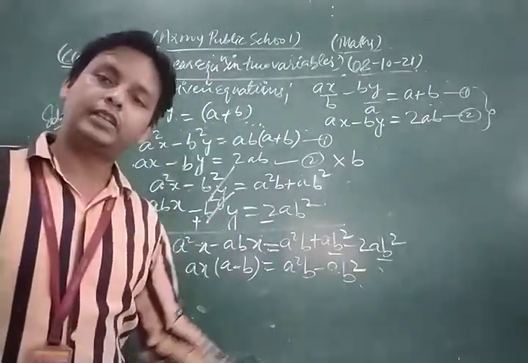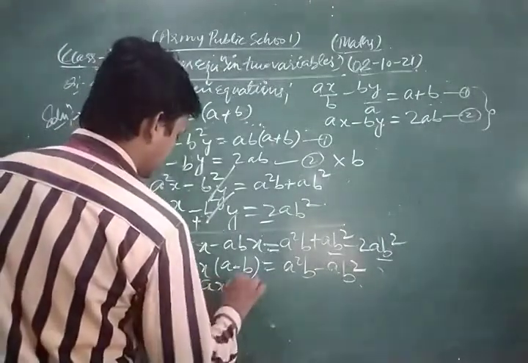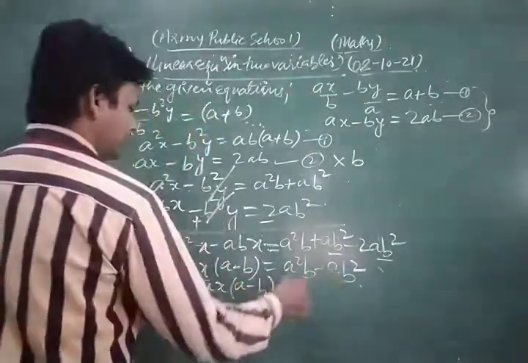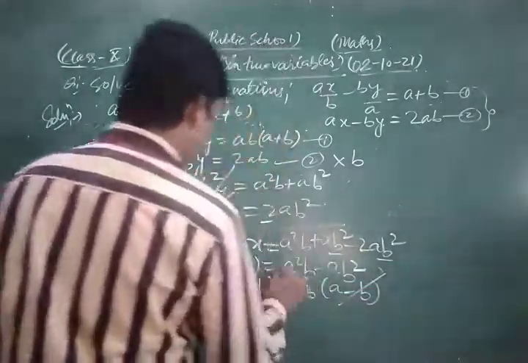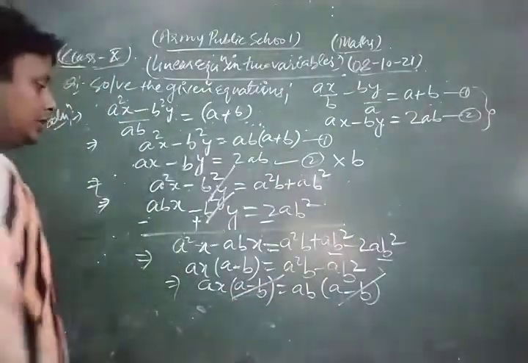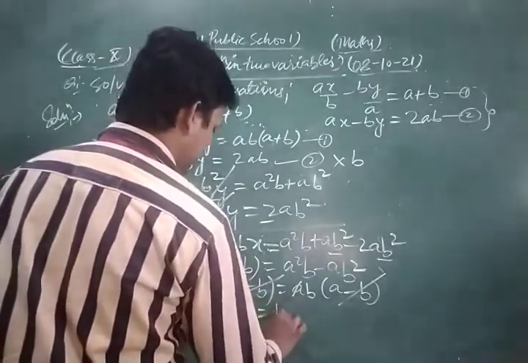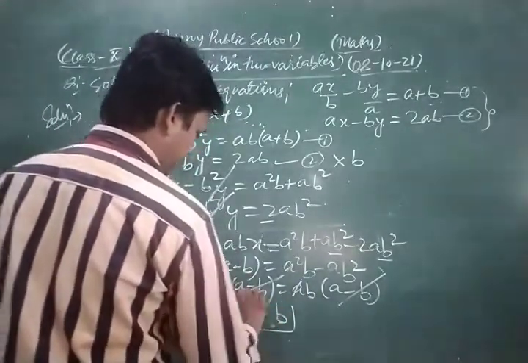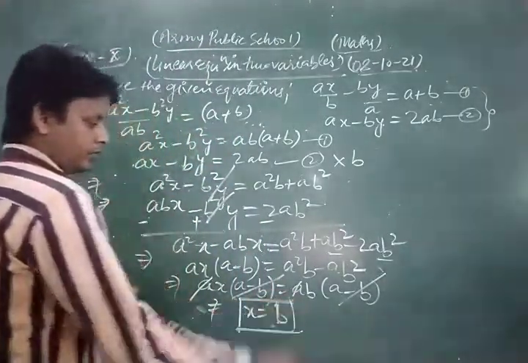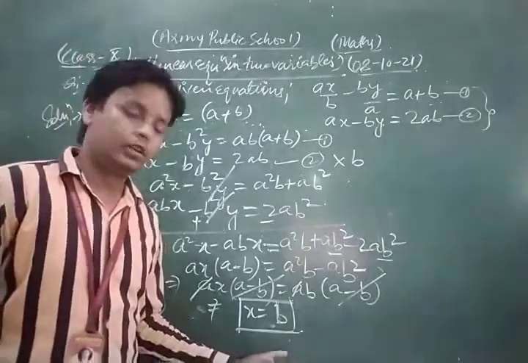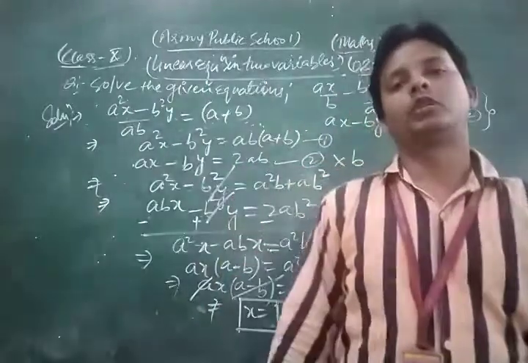Now from these two terms we take ab as common. So we have ax(a minus b), and from these two terms ab is common, so we get ab(a minus b). Now look, a minus b cancels on both sides. Thus, dear students, the value of x is b. So the value of x is b.